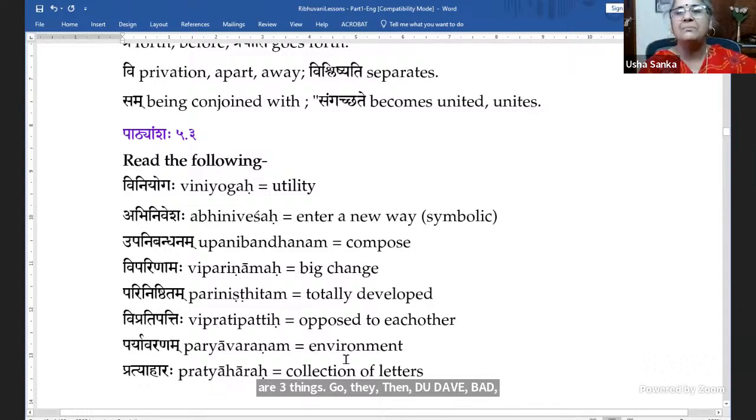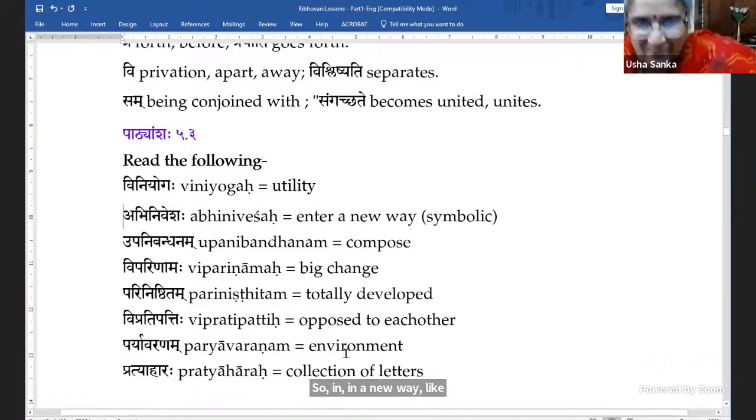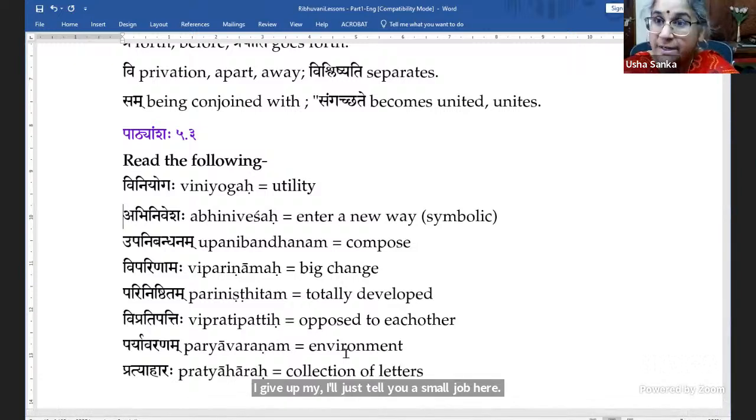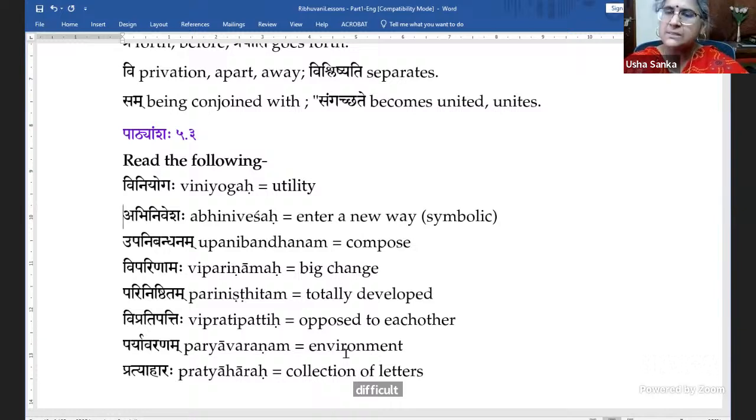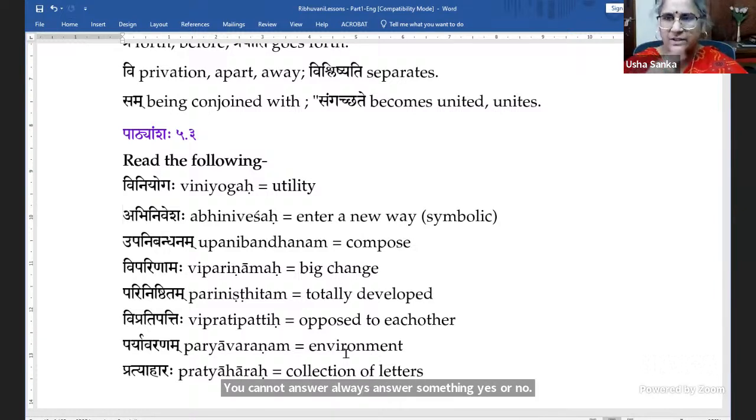Let me just tell you a small joke here. Somebody said, answer me yes or no. Then he said, it's very difficult. You cannot always answer something yes or no. He says, no, just try. He says, okay, before that, let me try. I'll ask you a question, you tell me yes or no. Then he says, did you give up stealing? He asked the lawyer. The lawyer says, only answer yes or no. So the one who is being tried says, let me ask you back one question. Did you give up stealing? Answer yes or no. If he says yes, that means he was stealing previously. If he says no, then he is still stealing. So you cannot always answer yes or no.